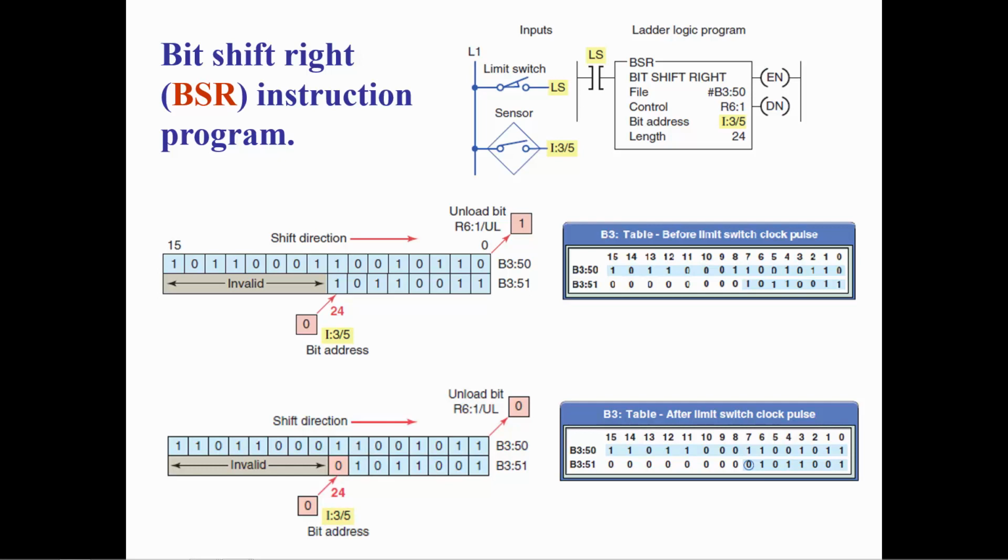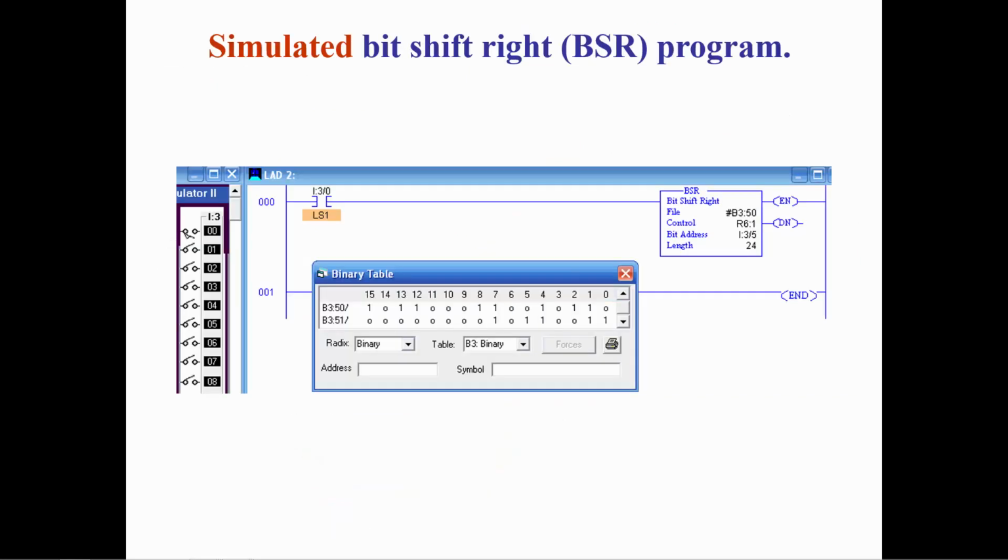Bits shifted out of B3:51/0 will be shifted into B3:50/15. When the simulation starts, there is already data in the bit shift register. Every time the switch closes, the data is shifted one place to the right.